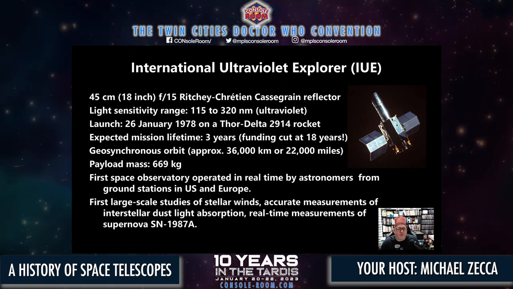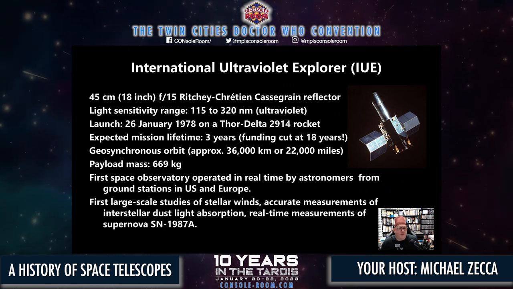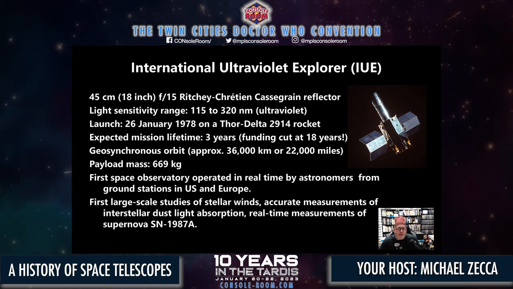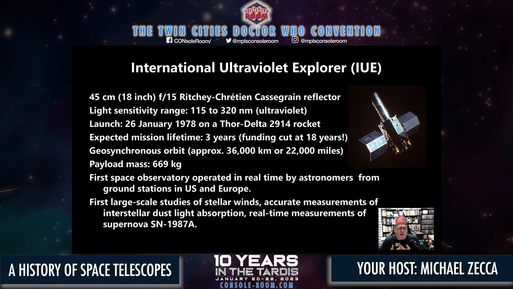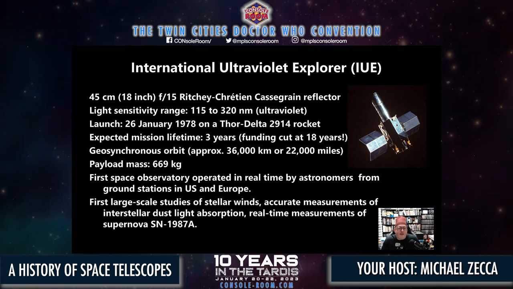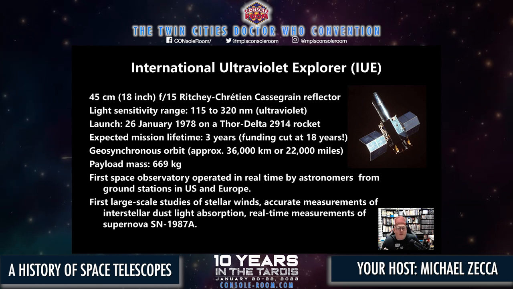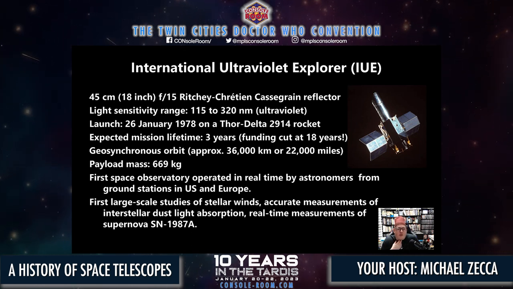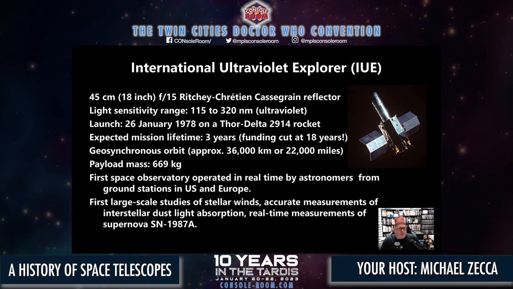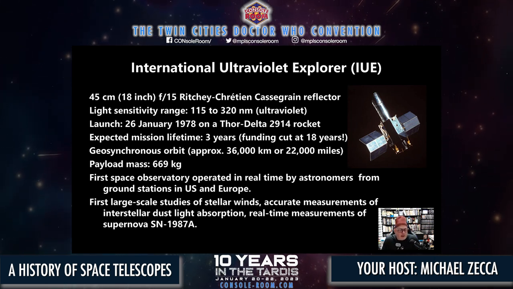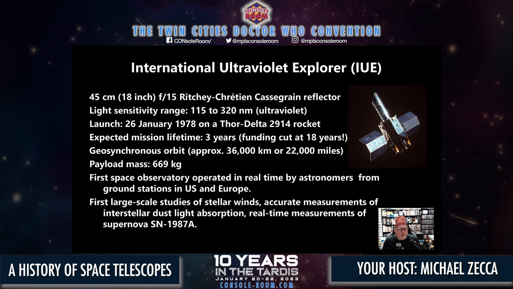All right, well, another big telescope from those formative years of mine was the International Ultraviolet Explorer, which is an 18-inch reflector telescope with a sensitivity in the ultraviolet. So this is a more advanced ultraviolet telescope than the ones we'd seen before, which launched in 1978. It was expected to last 3 years. That's what it was designed for.